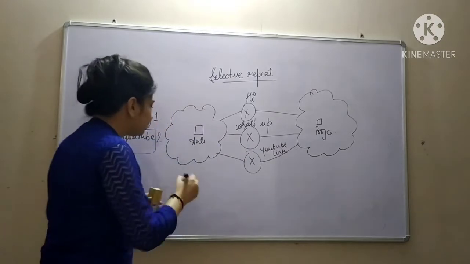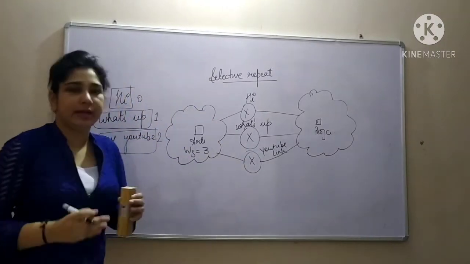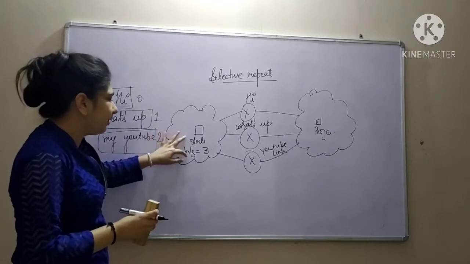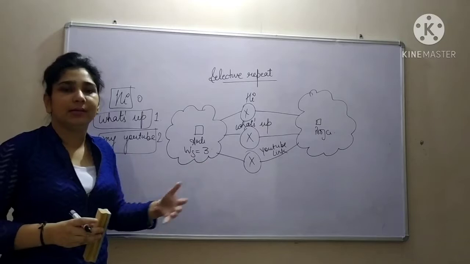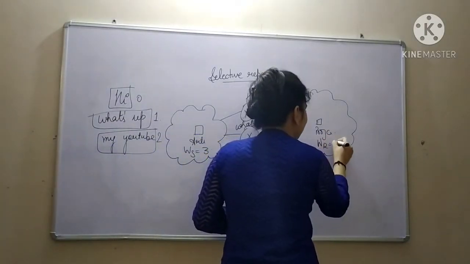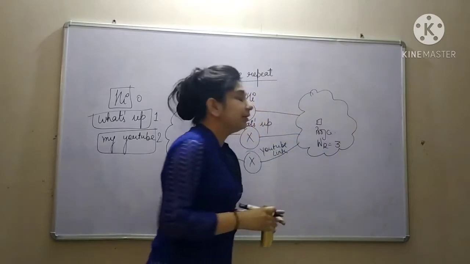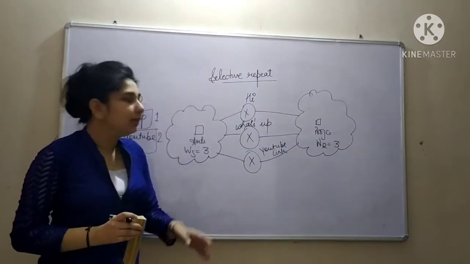So in this case, what is the sender window size? Sender window size is 3, which means sender can send 3 packets in a cycle, one after another. And what is the receiver window size? Receiver window size is also 3. Receiver can receive 3 packets at one particular time.